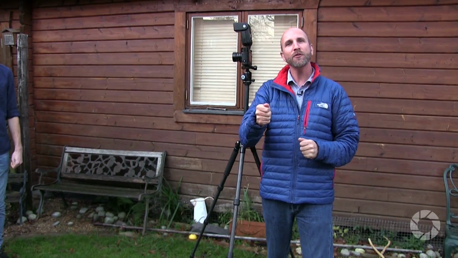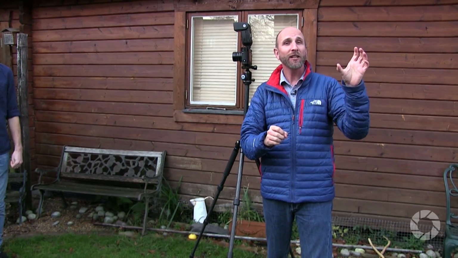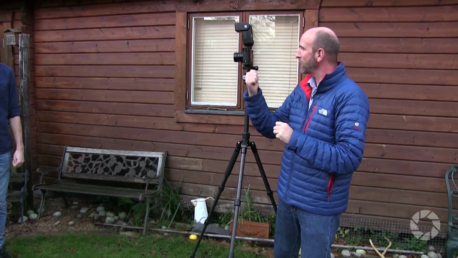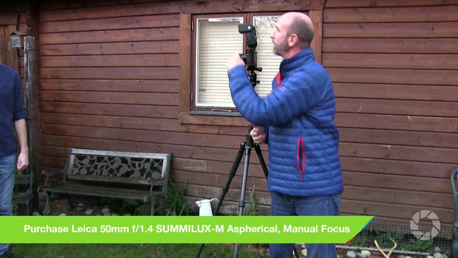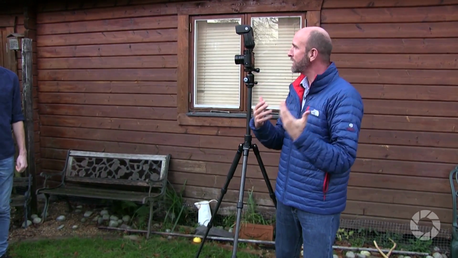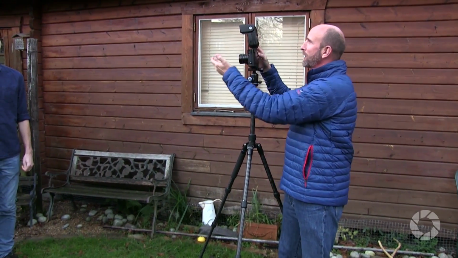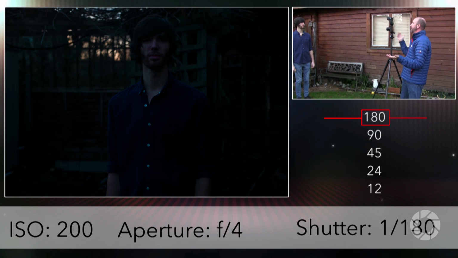So remember, the exposure triangle is ISO, shutter, and aperture. So I have my shutter at 180th of a second. My aperture is right now at about f4, and ISO is at 200. So with those settings, I'll turn off my flash. Brian, look straight at me. I'll take a picture, and you can see that the ambient light just doesn't really exist.